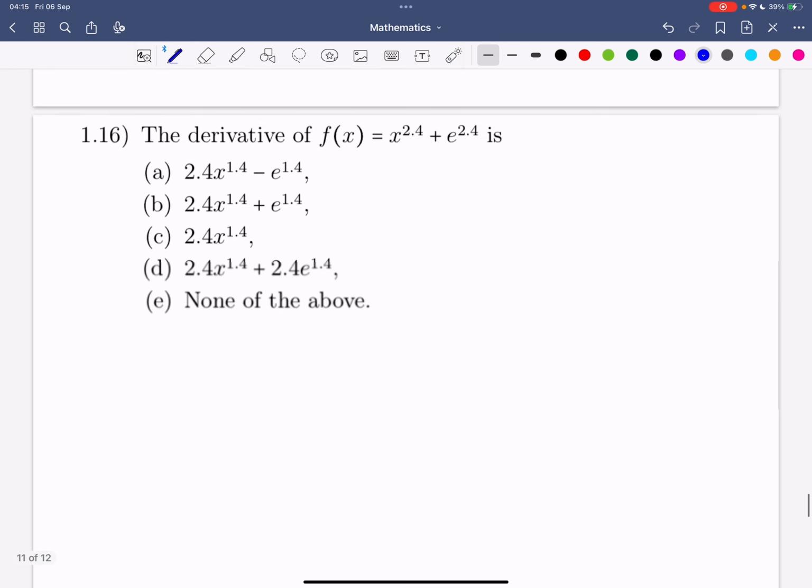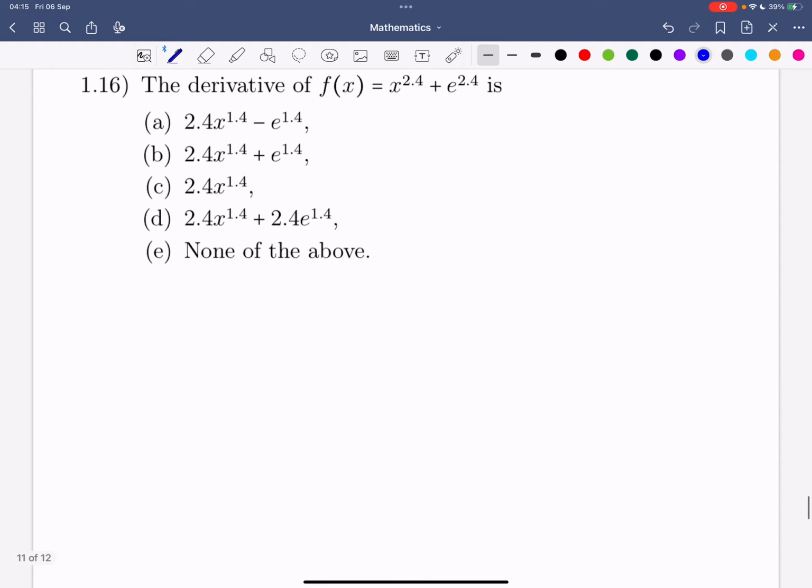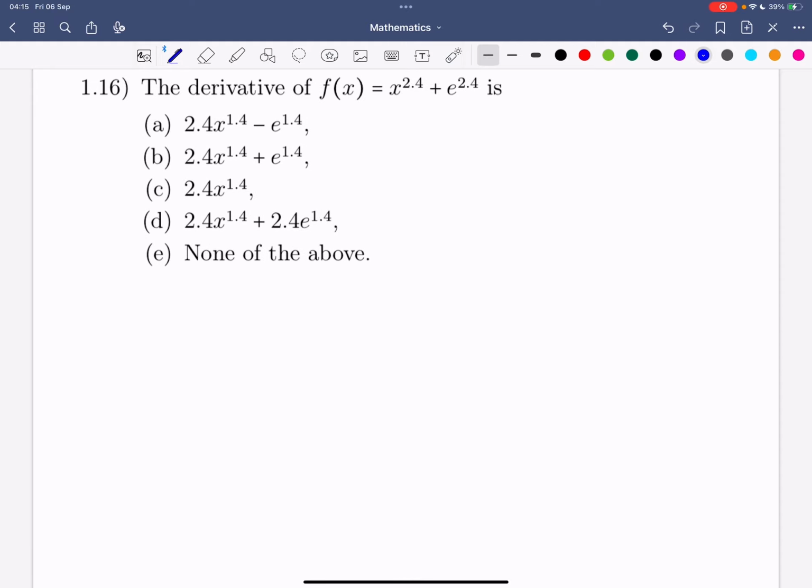Okay, so let's go up here. I have another problem to close it off. In this question, we're required to find the derivative of f of x, and you can see that this f of x is not the normal one. So f of x equals x to the power 2.4 plus e to the power 2.4. One thing that you need to notice is that this is a constant.